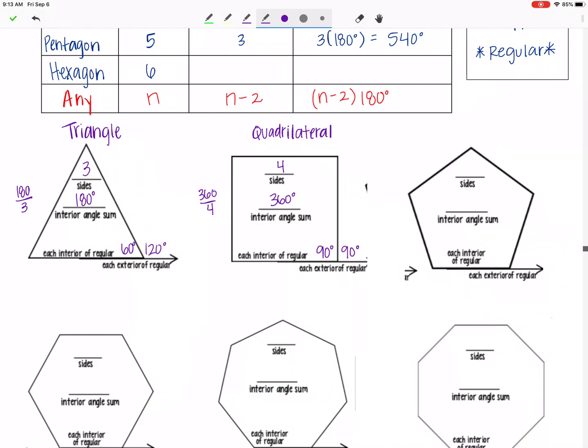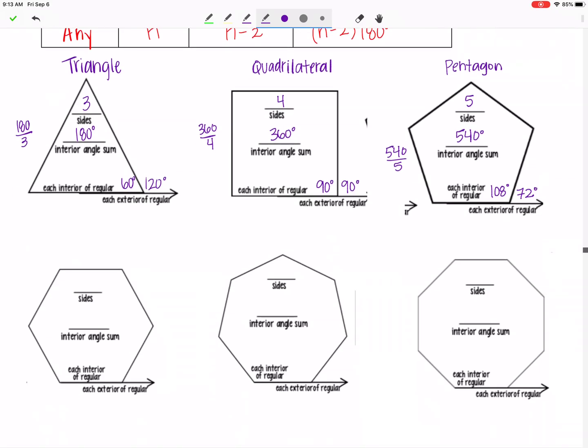All right, for your pentagon, our 5-sided figure, we saw up top that if we did 5 minus 2, that's 3. Times 180 gives me a sum of 540 on the inside. And if I take 540 and divide it by 5, then each angle on the inside is 108 degrees. And then the adjacent angle next to that on the outside would have to be 72.